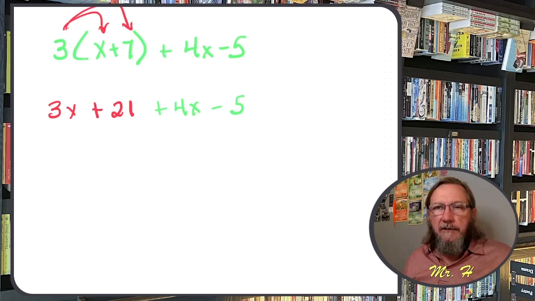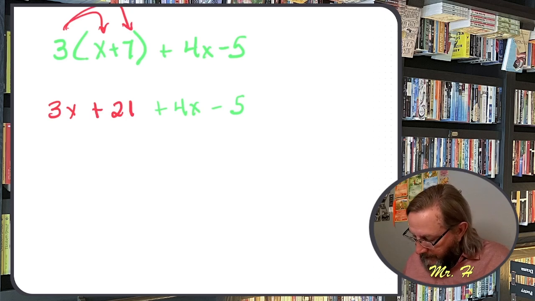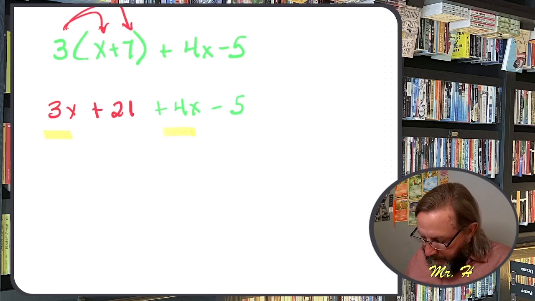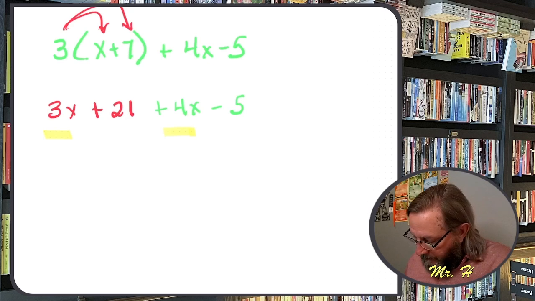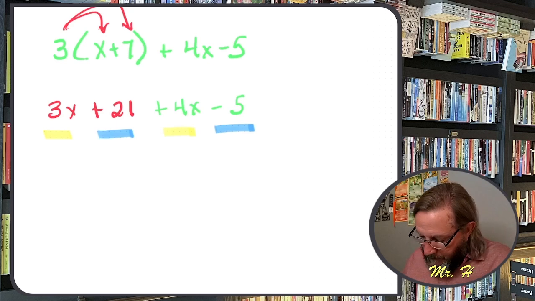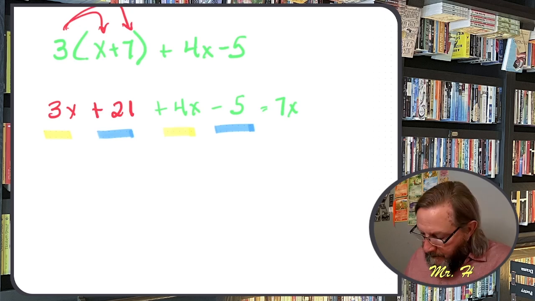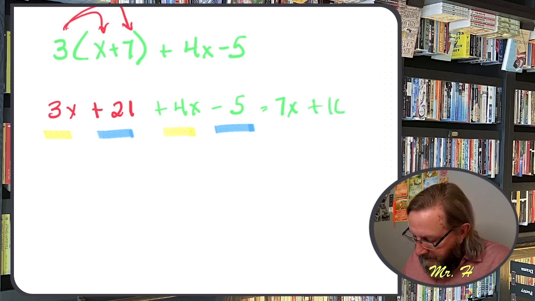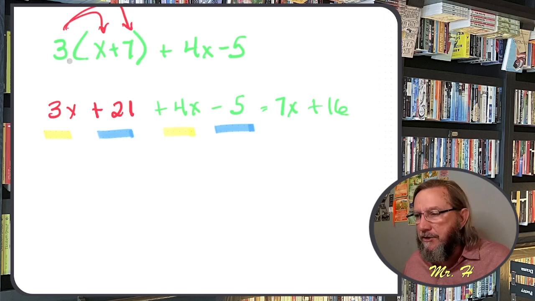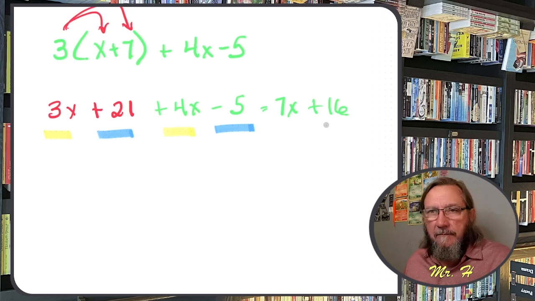Now it looks exactly like the problems we were working a moment or so ago. We've got like terms, x's right here, and we've got like terms, constants right there. So we're going to put those together. We've got 3x plus 4x. That's going to be 7x. 21, positive 21, and negative 5. That is going to be 16. 16 is positive, so we're going to put plus 16. So the simplified version of this expression is 7x plus 16. Let's do another one.